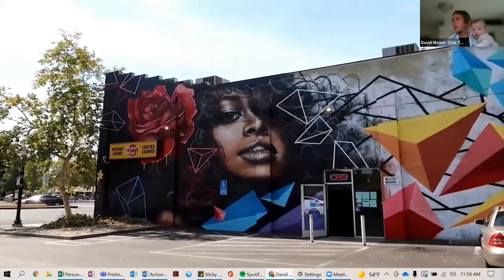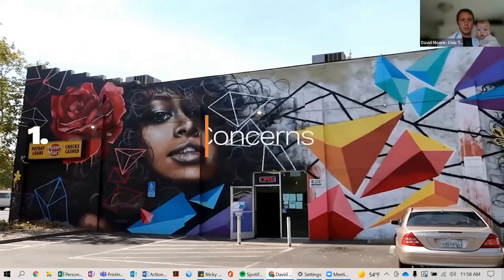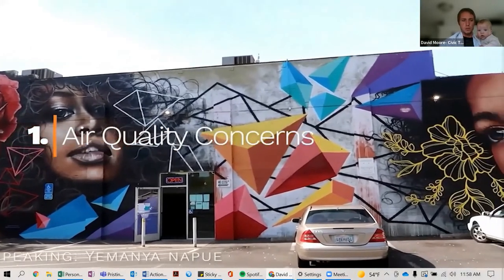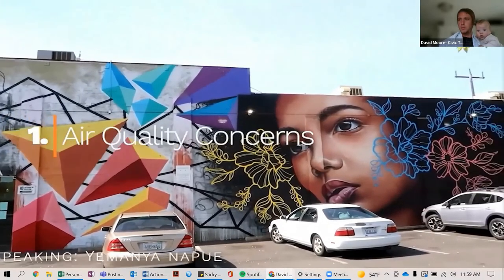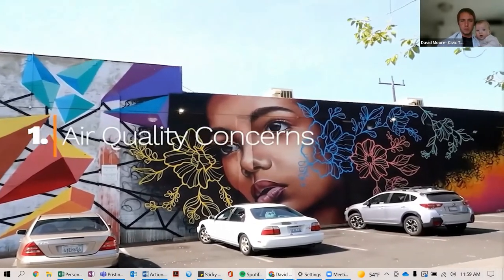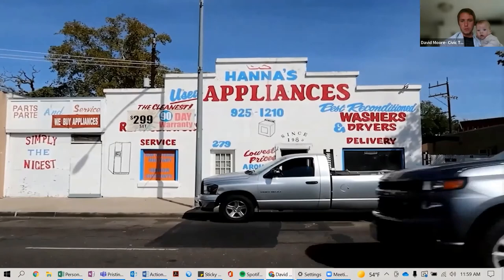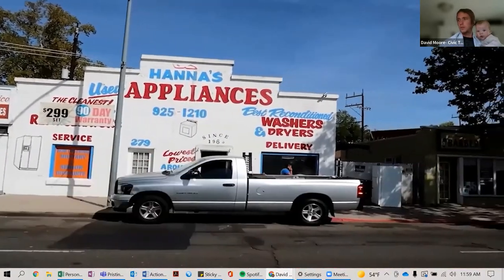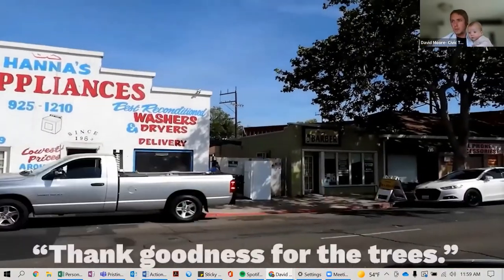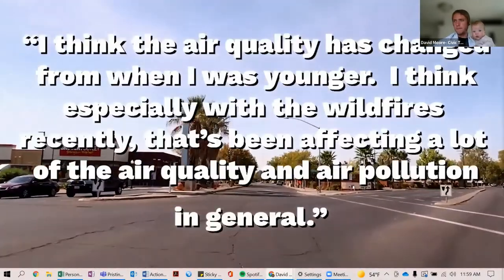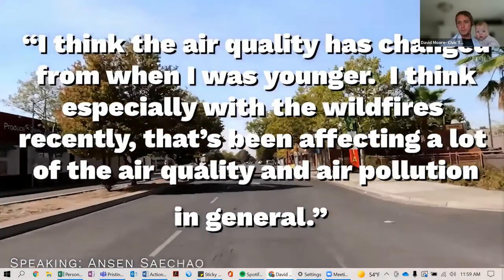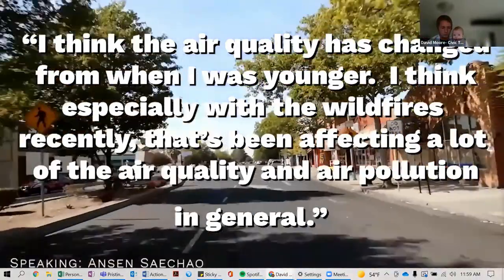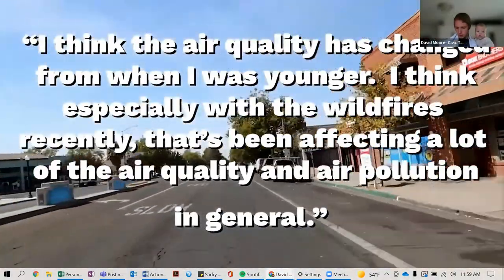We sit in a bowl here in the valley in Sacramento. It's like the altitude level coming down, and when there's any forms of smoke, it comes and settles right over the bowl. And so, thank goodness for the trees. So I think definitely the air quality has changed from when I was younger. I think especially with the wildfires recently, that's been affecting a lot of the air quality, air pollution in general.